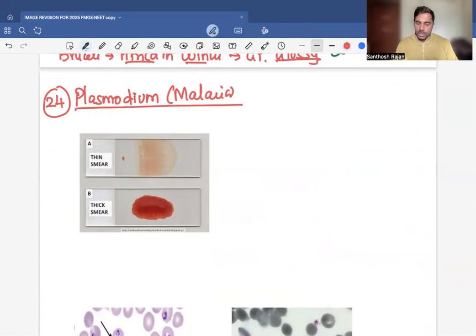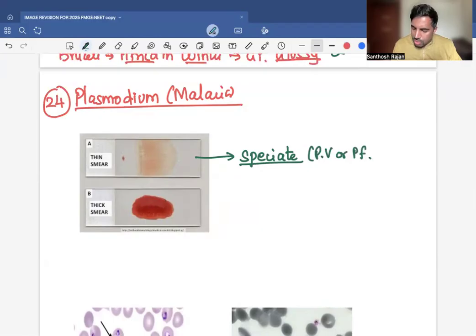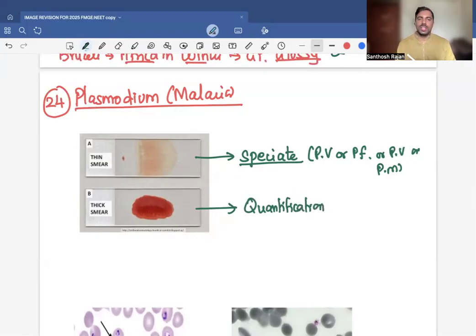You know very, very well. So two types of smear, thin smear and thick smear. The question was asked last year, if you remember. Thin smear is to speciate, whether we can say it is Plasmodium vivax or falciparum or ovale or malariae, you can identify it. But in thick smear, you usually do quantification. Quantification means the number of parasites. How much parasite is there that you're calculating? Okay, quantification of the parasite.